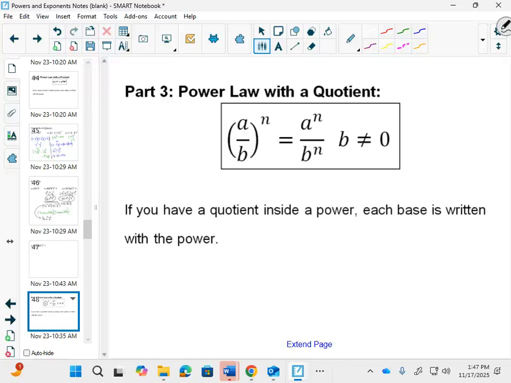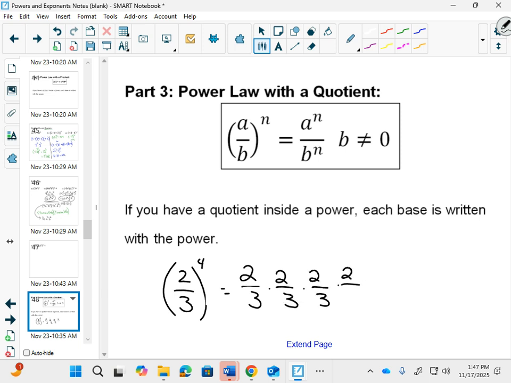The power law with a quotient. So if you have a fraction or a quotient inside a power, it means that that power goes to each thing in the fraction. Part of the way that you can see this is if I did 2/3 to the power of 4. This would mean 2/3 times 2/3 times 2/3 times 2/3.